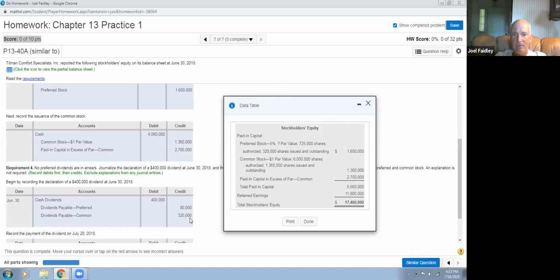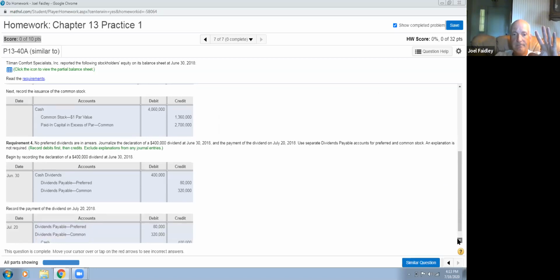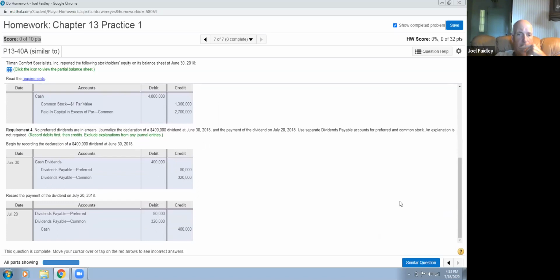There's my dividends payable. The difference, 400,000 minus 80,000, is 320 because common shareholders get their dollars last. And so there's my total 400,000 that the corporation decided to distribute in a dividend. And there's the actual payment. The cash dividends is retained earnings. I wish they would change that, but they don't. Cash dividends is retained earnings. Dividends payable, those are liabilities. So zero out the liabilities and take it out of cash. All right, so there's practice set 1.